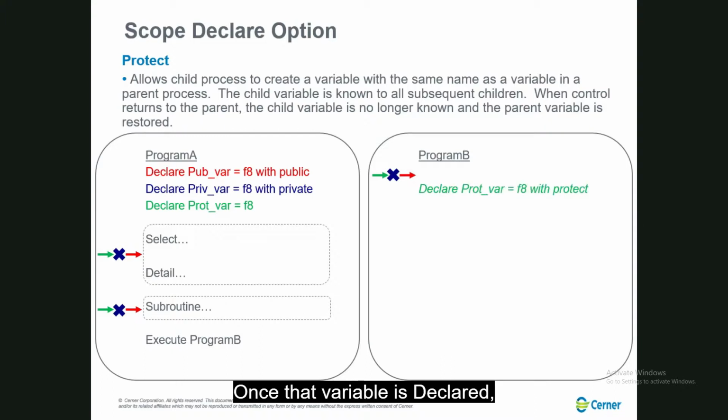Once that variable is declared, the prop_var from program A is put on the shelf temporarily while we have access to program B's version of prop_var. Once program B is done running and control returns back to program A, the program B version of prop_var is destroyed and program A's prop_var is pulled off the shelf and brought back into scope. This allows program B to do whatever it needs to its version of prop_var without impacting the value in program A's prop_var.